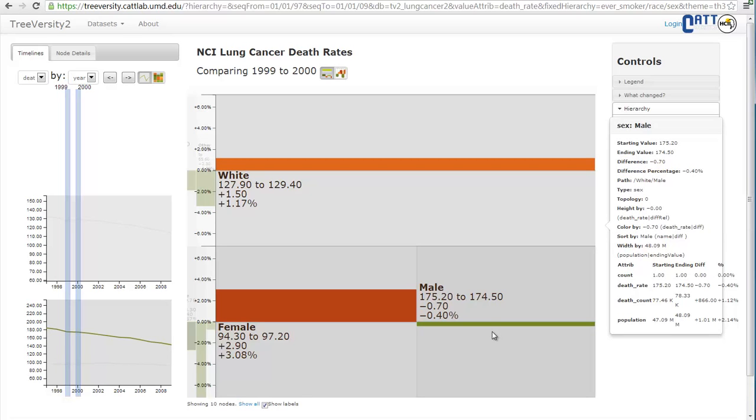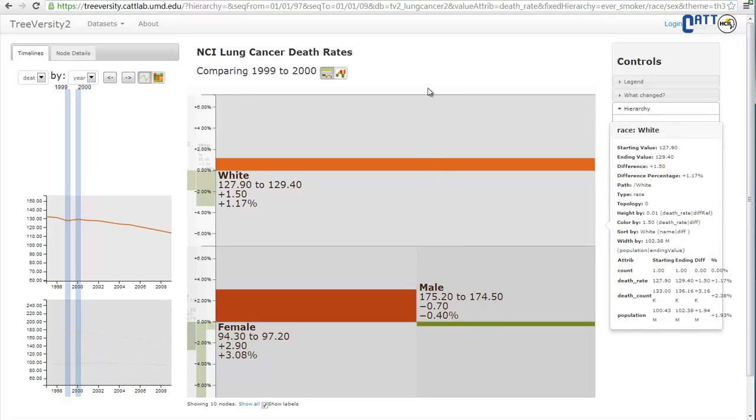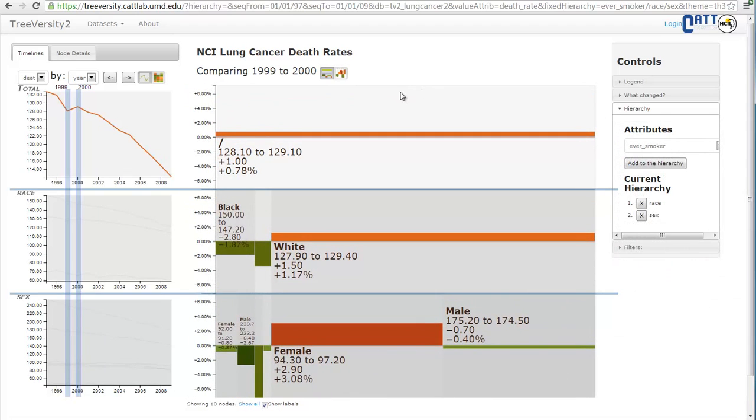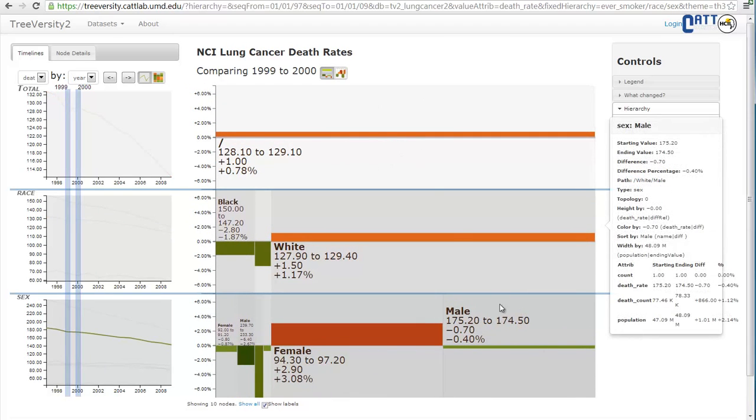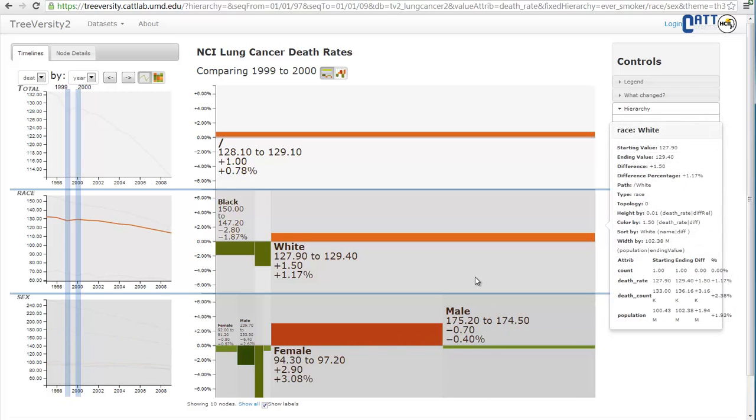That shows us some of the capabilities of TreeVersity, in which we can see the changes in the overall values and then identify also some leaf changes and compare them both to the siblings and also to their parents.